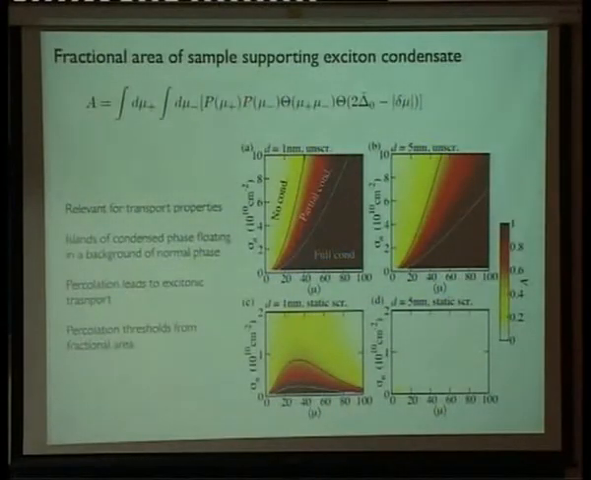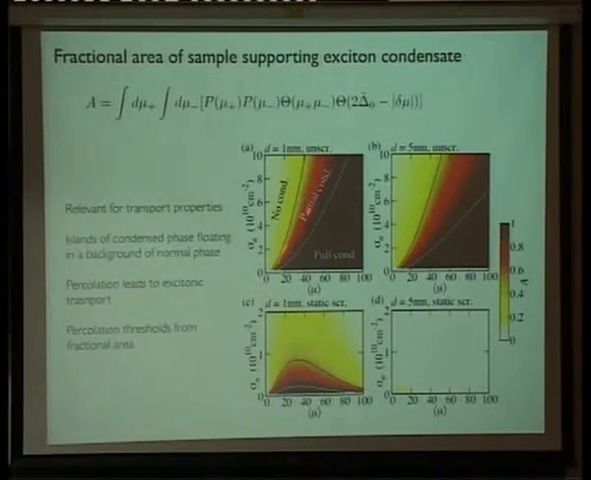Finally, what we looked at here is that average gap is good for thermodynamic properties. But if you want to look at transport, your basic picture is you have patchy things, and then there is some sort of percolation going on between these patches of condensates and non-condensed stuff. For that, what you can look at is the fraction of area of the sample that supports the condensate. Within local density approximation, you can't do any more. And that is plotted here.